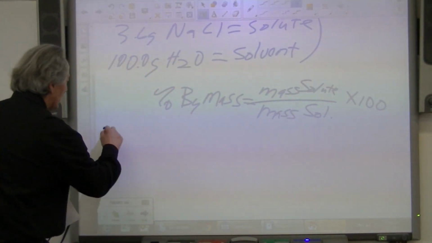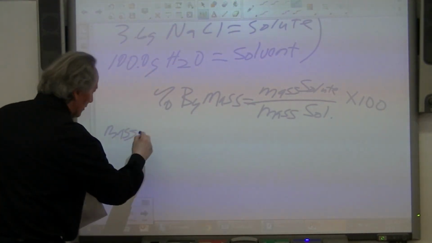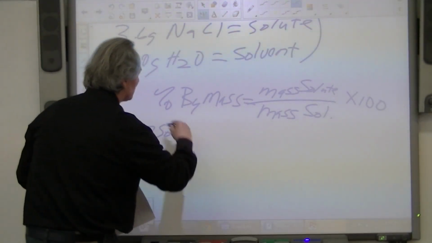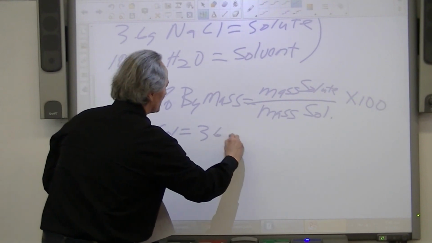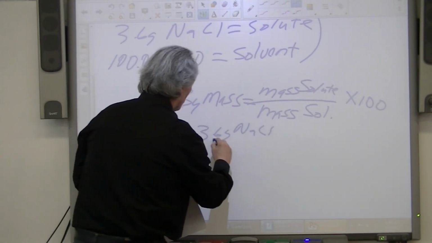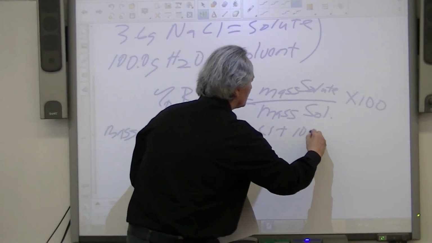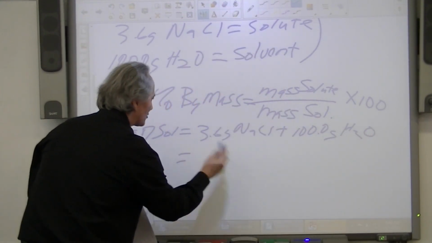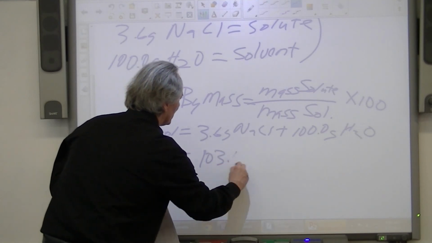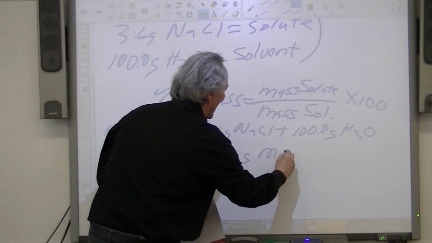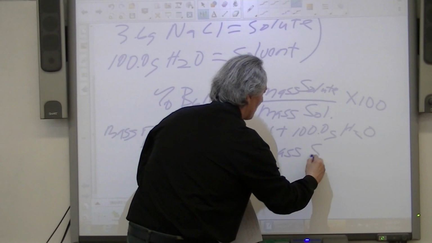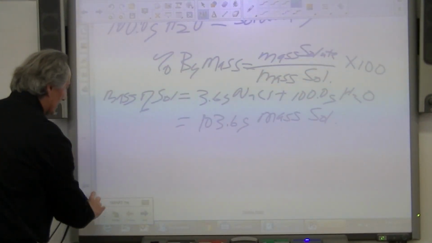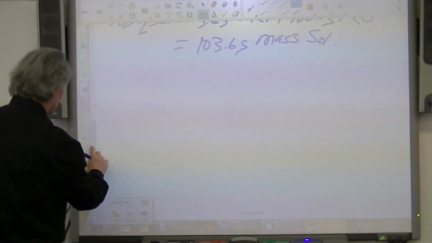Well, let's see what we have here, and let's pick up the data that we need in this particular calculation of percent by mass. So the mass of solution equals the solute, which was 3.6 grams of NaCl, plus the water, which was 100.0 grams of H2O, which then gives us a mass of solution of 103.6 grams. I'll put mass SOL, with a period, as the abbreviation for solution. Let's scroll that up and extend it so we have some more working room.